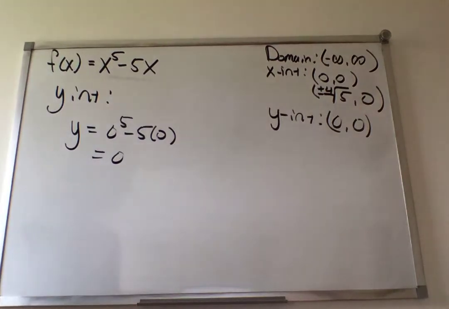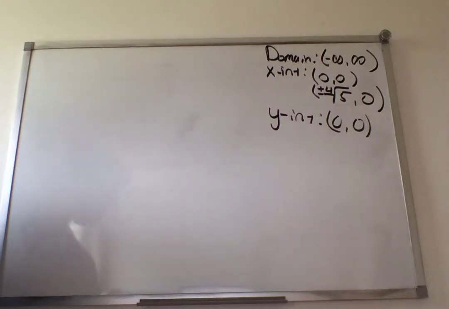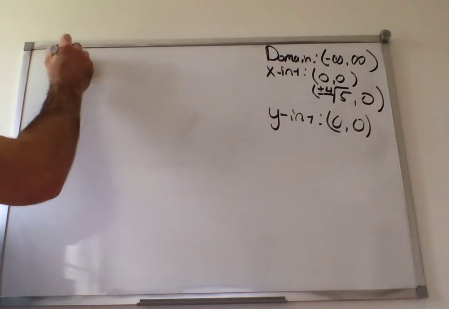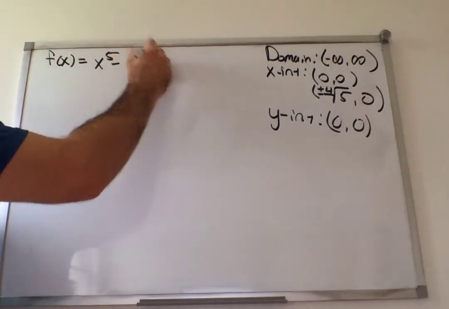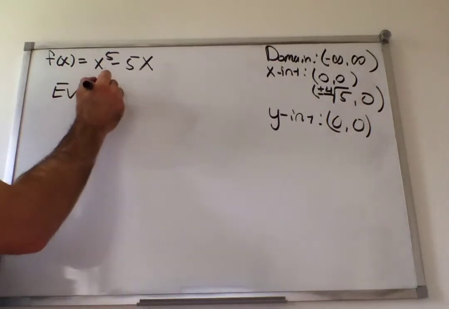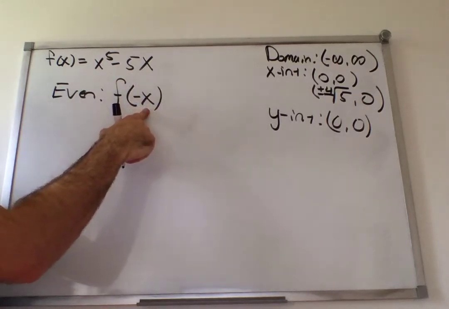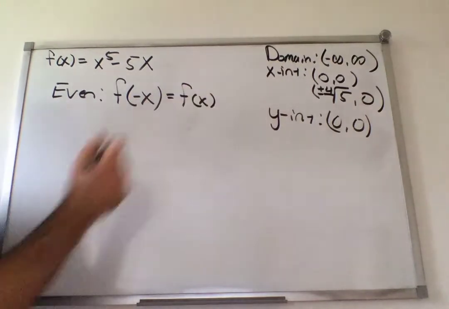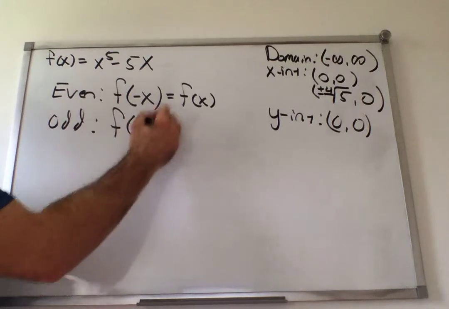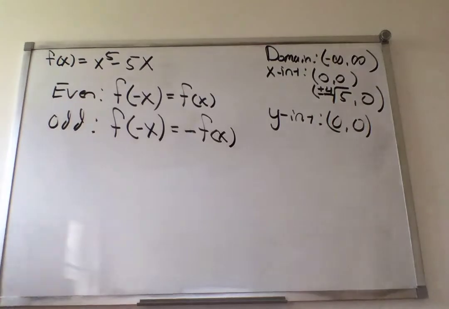Okay? Now what we're going to do is we're going to check for symmetry. And if you recall, oh, I erased my function. f of x equals x to the 5th minus 5x. If you recall, an even function is when you plug in negative x and you get back out the same exact function. An odd function, you plug in negative x and you get back negative of the original function.